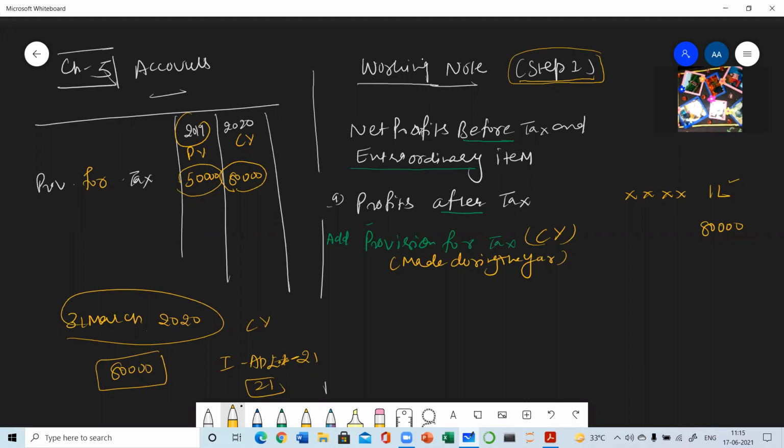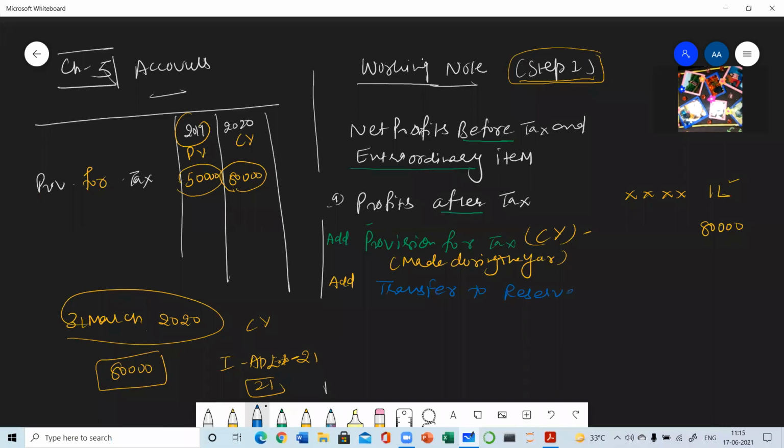So provision for tax will be added, which is the current year provision. Then one more item will be added. So you have to keep in memory what you need to add in the profit. The next item is transfer to reserves.